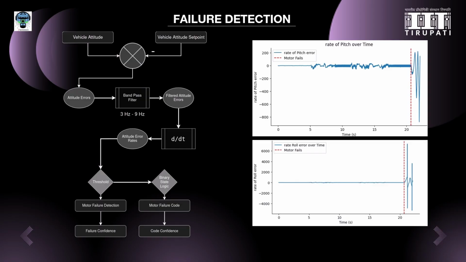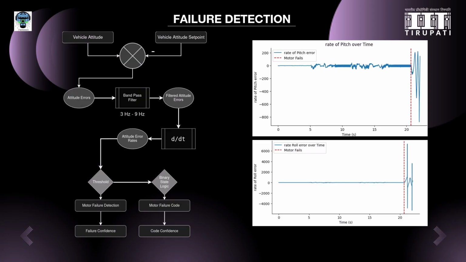This error is passed through a bandpass filter, which filters out only those errors which fall in the 3 Hz to 9 Hz range. Anything below 3 Hz, we found using empirical data, was due to some low frequency drift, and anything above 9 Hz was due to some noise. This filtered attitude error is then differentiated to find the rates of pitch error and roll error. If these pitch and roll errors pass a threshold, we determine that we have a motor failure condition.